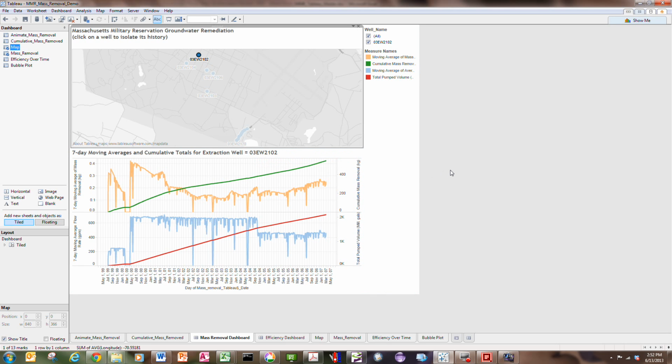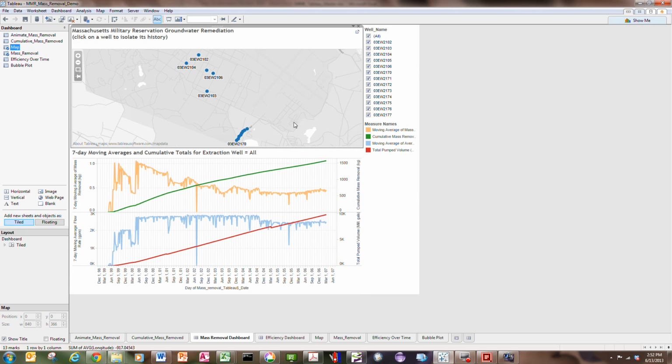The volume of water pumped from that one well is, as I showed before, over 2 billion gallons, which is pretty remarkable, seeing that was being pumped for 8 years continuously. So that's the first dashboard, is the mass removal dashboard.